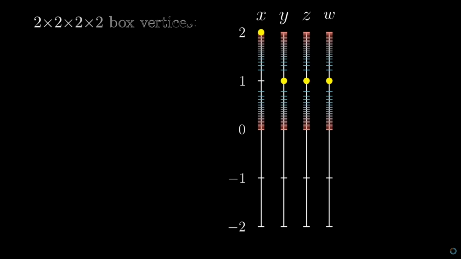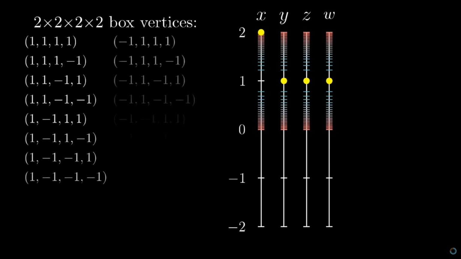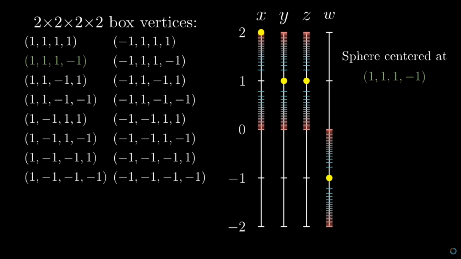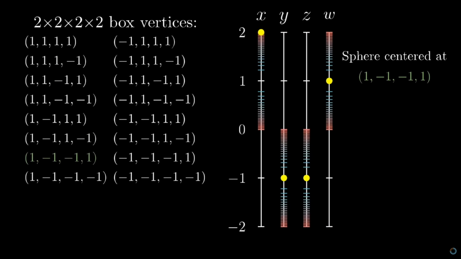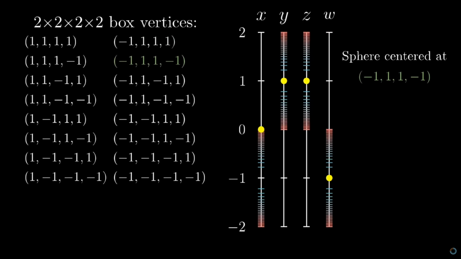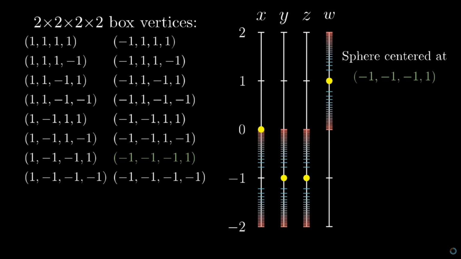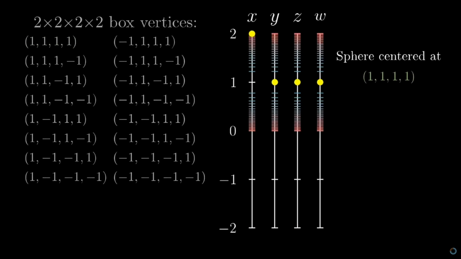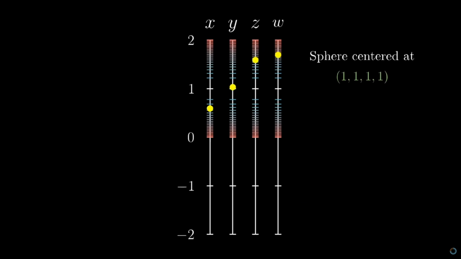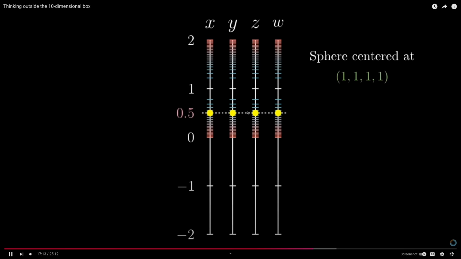Our 2 by 2 by 2 by 2 box is going to have 16 vertices at 1, 1, 1, 1, 1, 1, 1, -1, and so on, with all possible binary combinations of 1 and -1. Okay. What this means is that there are 16 unit spheres centered at these corners, each one tangent to 4 of its neighbors. As before, we'll just be focusing on one of them, the one centered at 1, 1, 1, 1. The point of the sphere closest to the origin corresponds to the configuration of sliders where all 4 coordinates reach exactly halfway between 1 and 0.